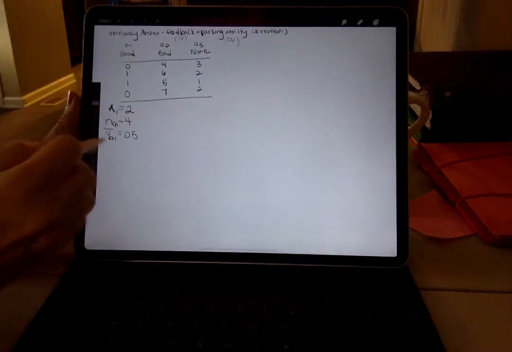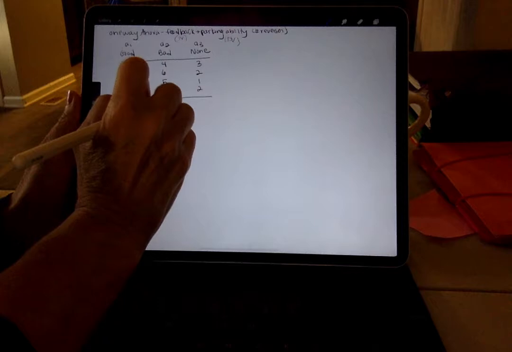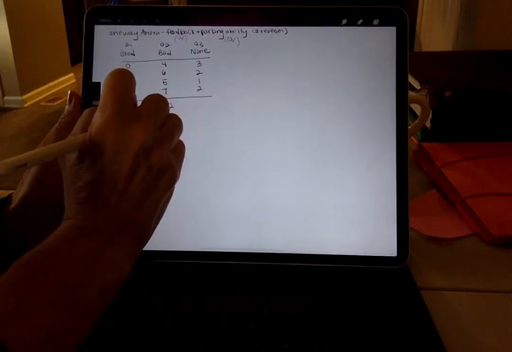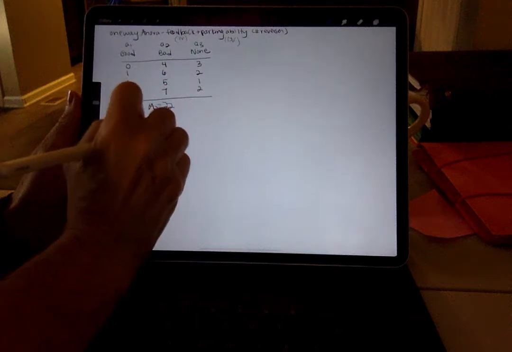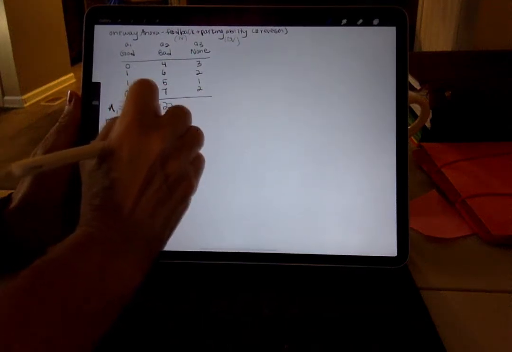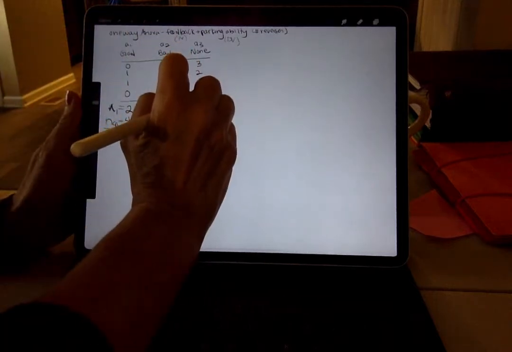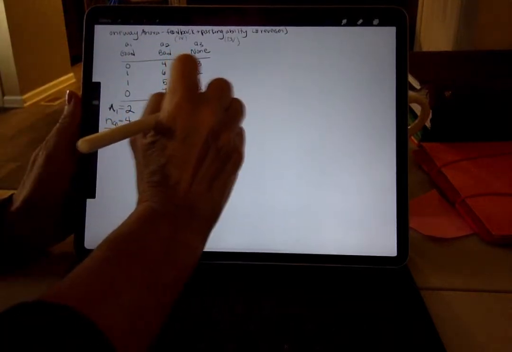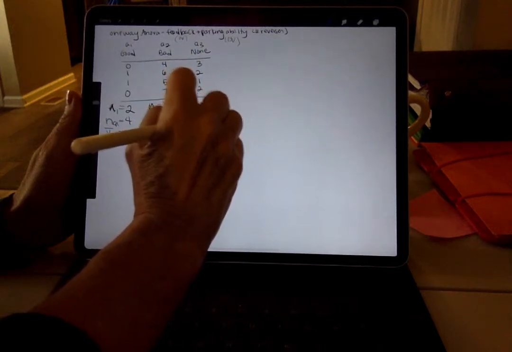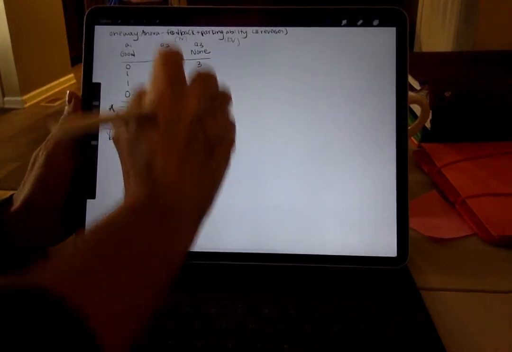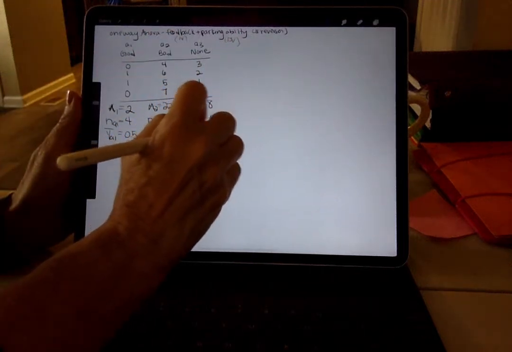Moving on to A2, we're going to use the same kind of notation. So capital A2 is the sum, and that's 22. N A2 is 4, and y bar A2 is 5.5. And then moving on to our last column, capital A3 is 8, N A3 is 4, and y bar A3 is 2.